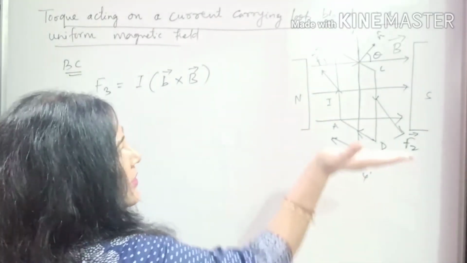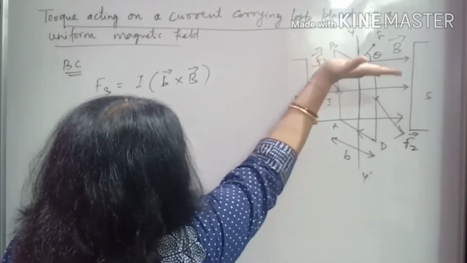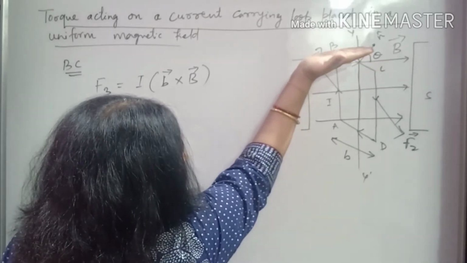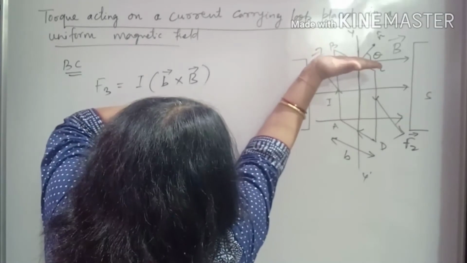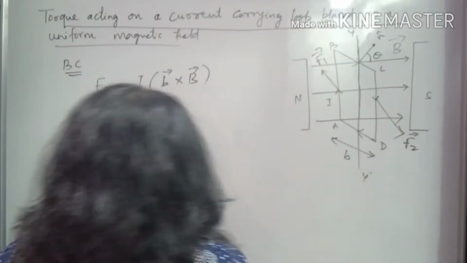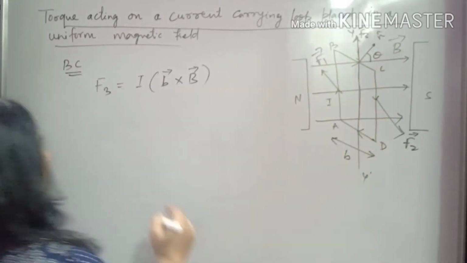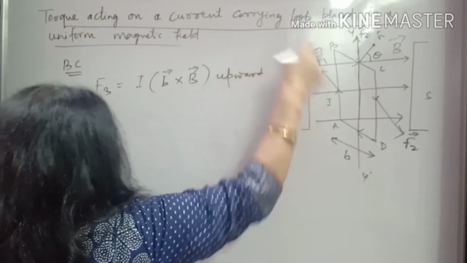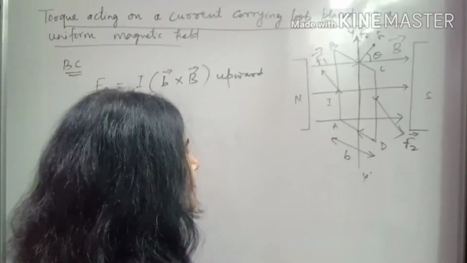So that means here in this section BC, you can see that the magnetic field is moving this way, north to south. This is the direction of the magnetic field, and this is pointing the direction of the current. That means the palm is facing upwards, so you can say the force F3 is acting in the upward direction, or along the y-axis. So it is acting this way.